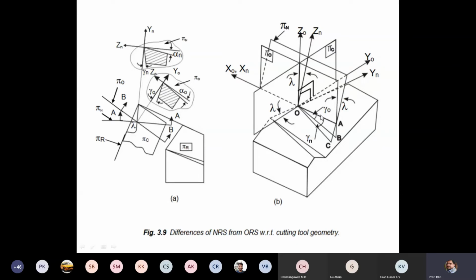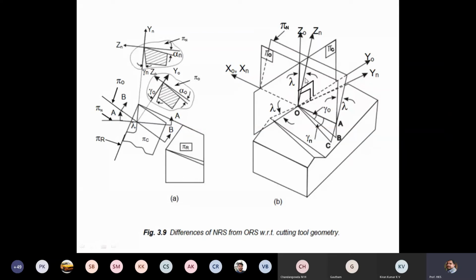Okay, so now you have to carefully visualize the angles. What is the angle between the orthogonal plane and the reference plane? Here you can see, the angle between the orthogonal plane and this line, which represents the reference plane, is 90 degrees. In the case of the normal plane, this inclined line represents the normal plane.